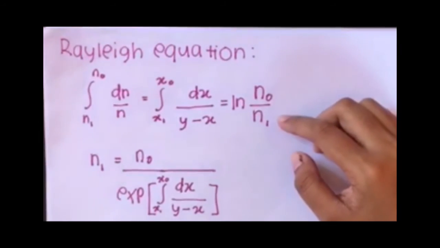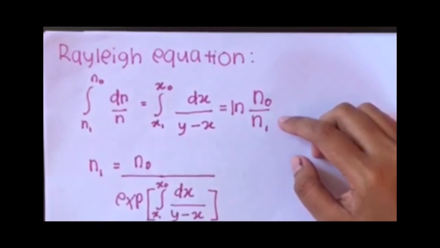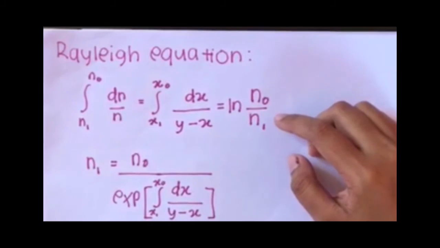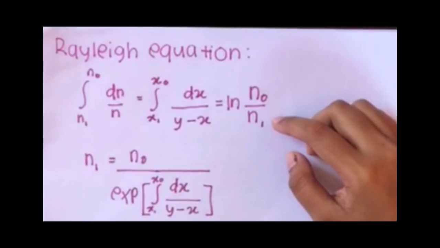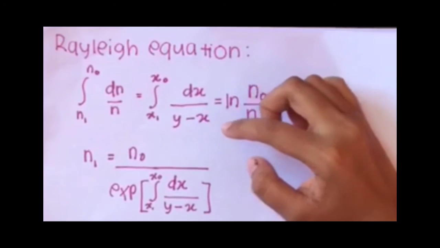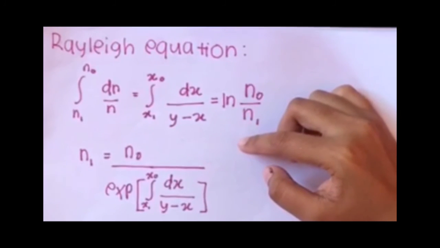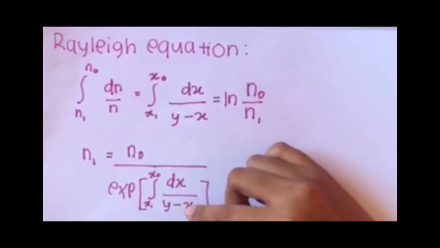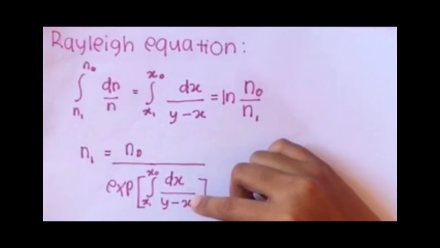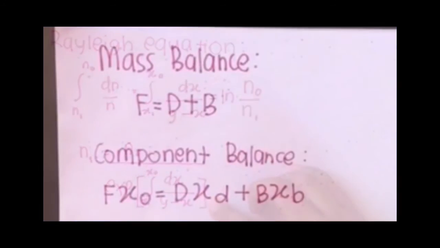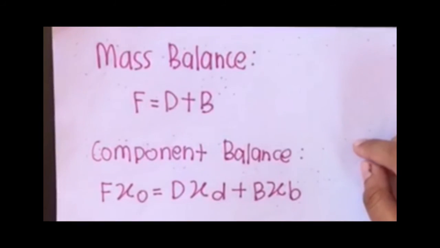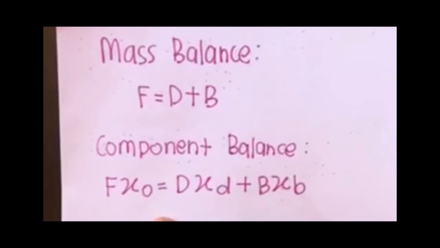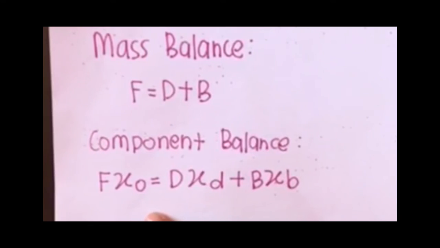So this is basically the Rayleigh equation whereby we can calculate the number of moles of ethanol left in the distillation column. The integral term can be evaluated by calculating the area under the graph, and we plug in the value into the equation to get the number of moles of ethanol left in the distillation column. Lastly, we have to perform the mass balance and the component balance to calculate the initial mole fraction of the ethanol in the distillation column.